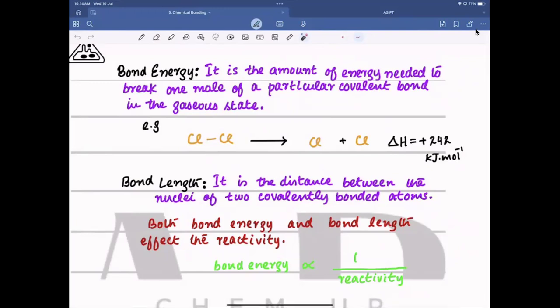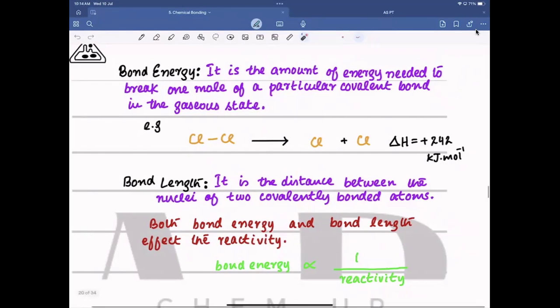And if the bond length is smaller, it means that the two nuclei are very close to each other. So then it means that it has a greater bond energy. So it is less reactive. Is this clear? Yes, sir.